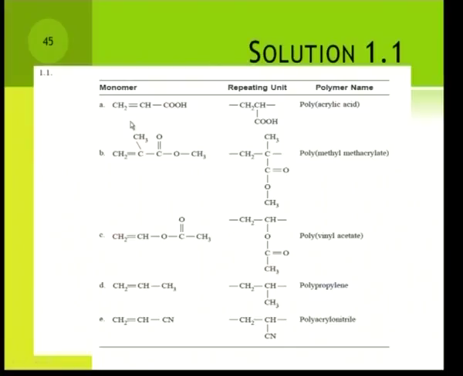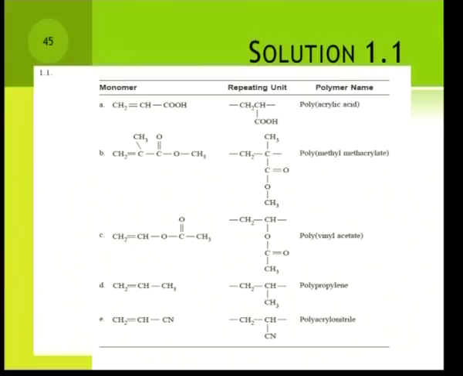In the first case, CH2=CH-COOH, you have bifunctionality due to this double bond. Of course, you do have a functional group here, but the double bond is more active, and this is going to be the reason for the formation of a polymer. Hence, the repeating unit is going to be CH2-CH-COOH, with this double bond separated.